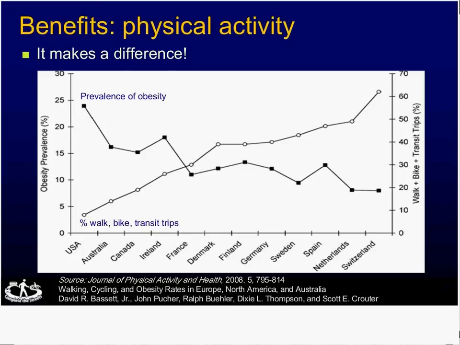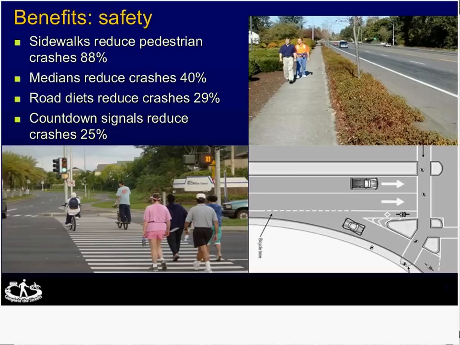Countries like ours, where the percentage of walking, biking, and transit trips is lower, have a much higher prevalence of obesity than other countries where we see more people walking, biking, and taking transit, and we see the obesity prevalence drop. The safety benefits are also important.